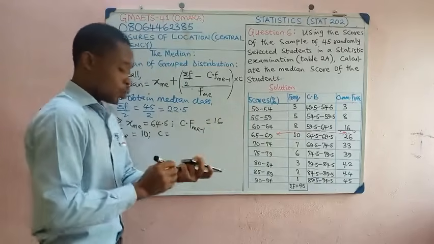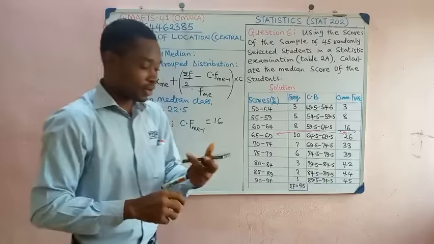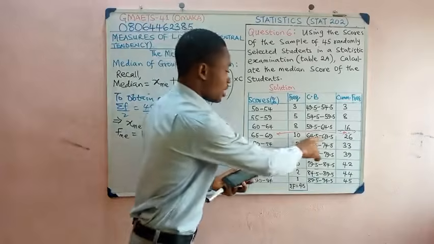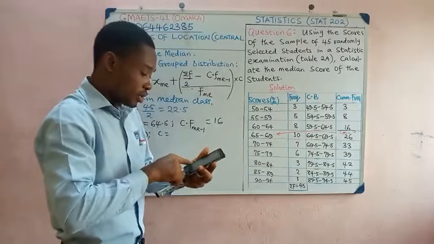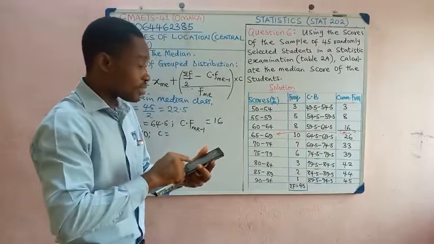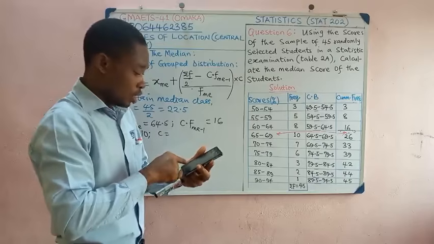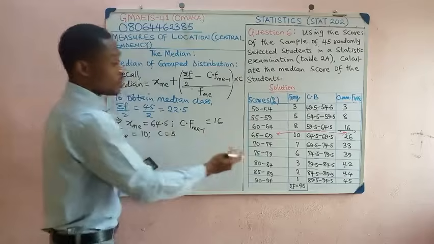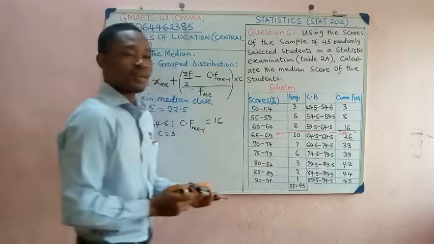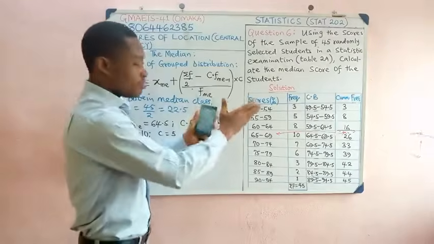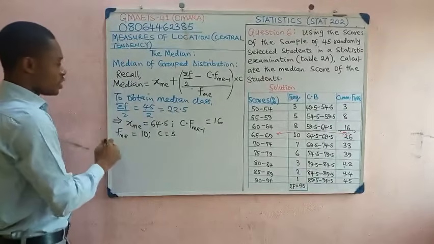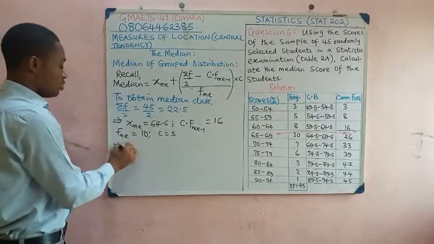Then we need the class width. How do we get the class width quickly? Upper class boundary minus lower class boundary. So we do that here: 69.5, using that of the median class, minus 64.5, and that gives me 5. You can use any other class to obtain the class width, but preferably, let's base our calculation on the median class. Having obtained these terms, I can now calculate the median.